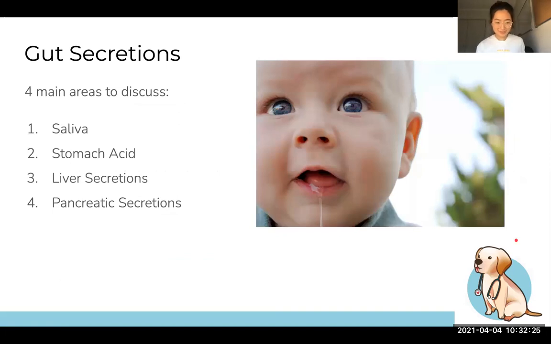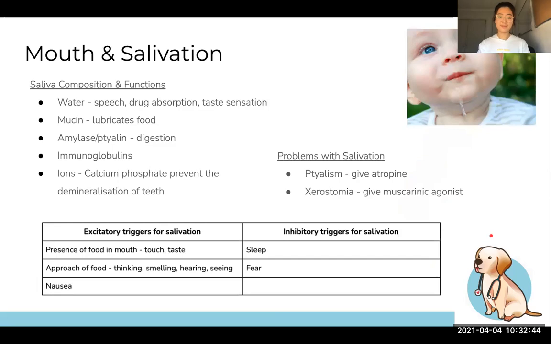Okay, so that's all of gut motility. Hopefully that made sense. If not, feel free to message. But moving on, we've got gut secretions. So once again, starting from the top and then moving down. We'll start off with saliva, then going to the stomach, then talking a bit about liver secretions and pancreatic secretions. So starting off with mouth and salivation.